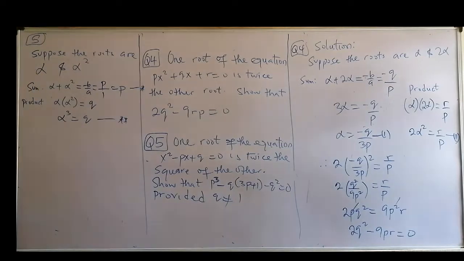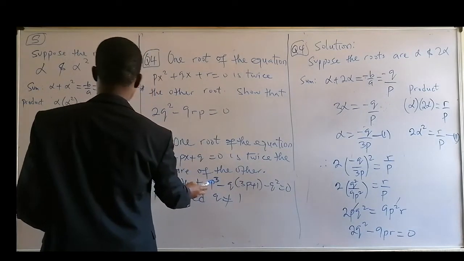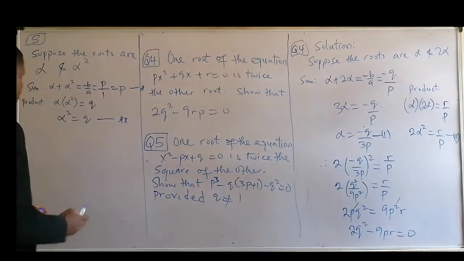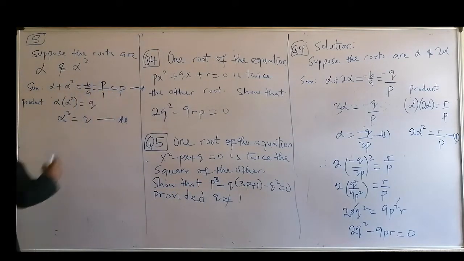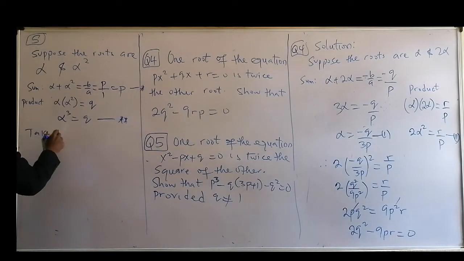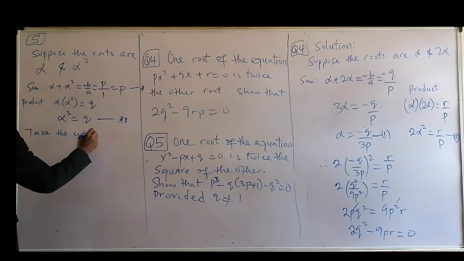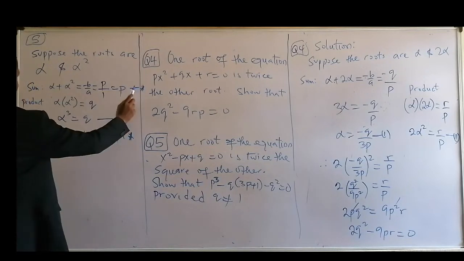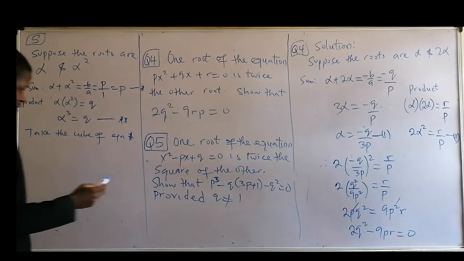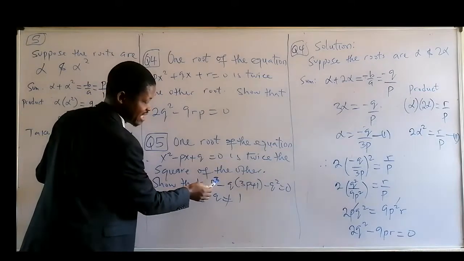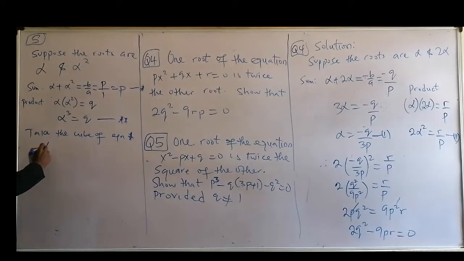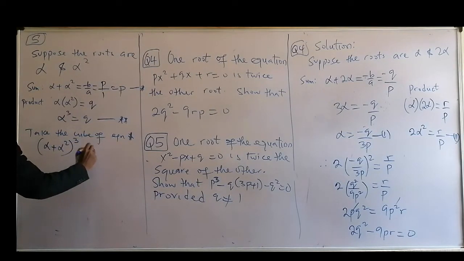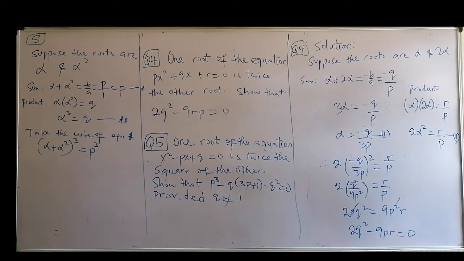It will be more convenient for what you are supposed to show. You can see you have p cubed there. That's an indication that what you have to do to equation 1 is to cube it. Take the cube of this equation, because from where we are supposed to show, we can see p power 3 here. So then that will now become alpha plus alpha square, cubed, equal to p cubed.